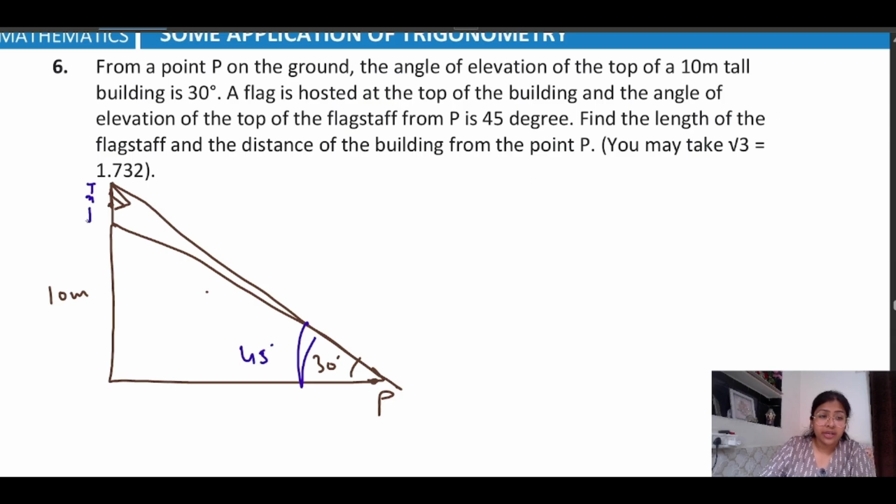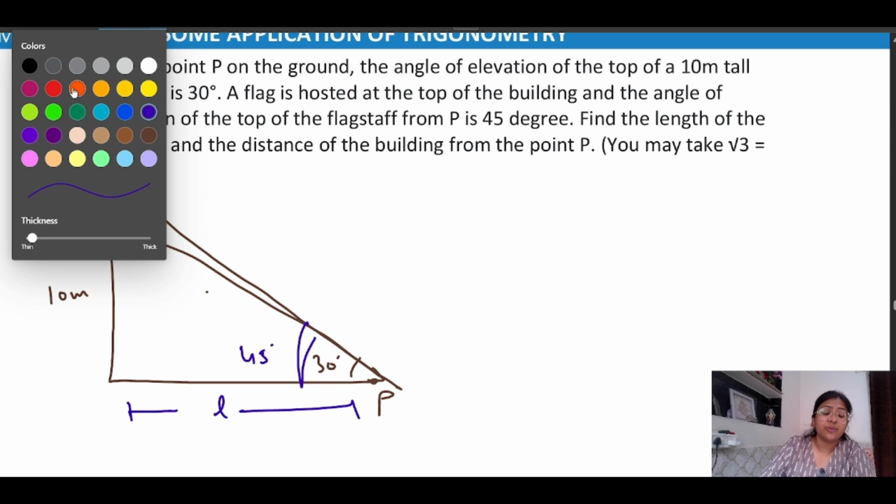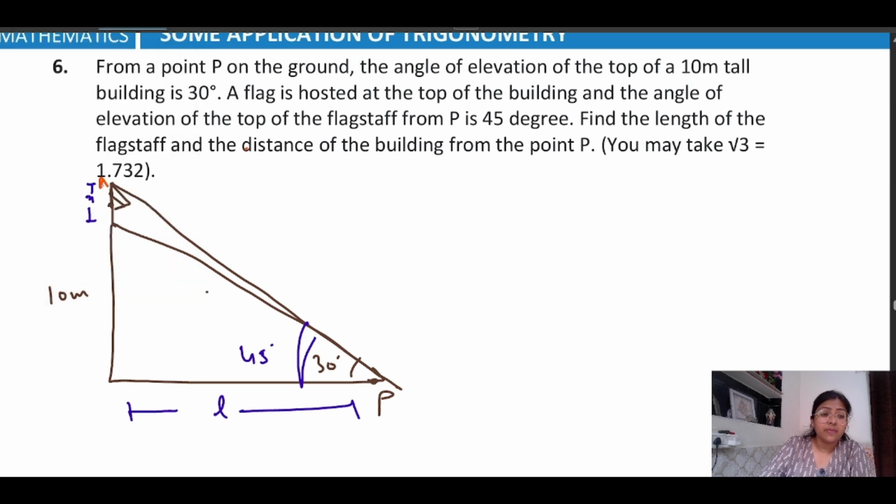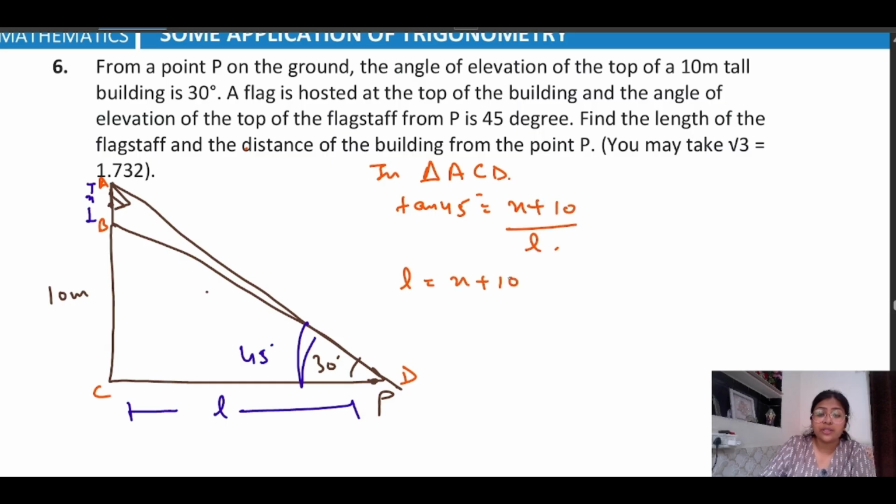Let this height be x and the distance from the building let this be L. So again, there are two triangles. Do the naming of these two triangles A, B, C, D. First, in triangle ACD, the bigger triangle, tan 45 will be x plus 10 over L. It means L is equal to x plus 10.